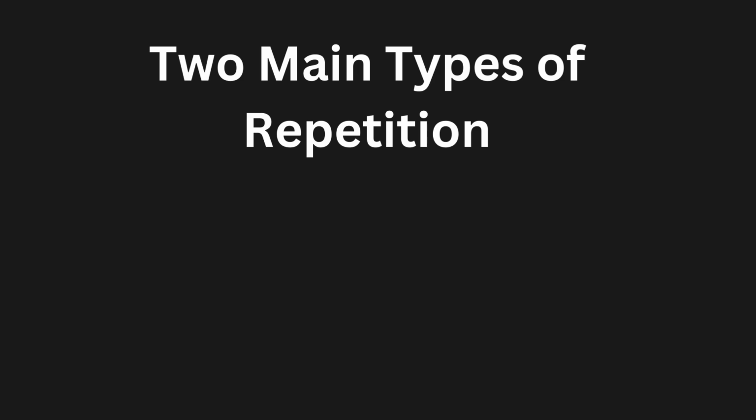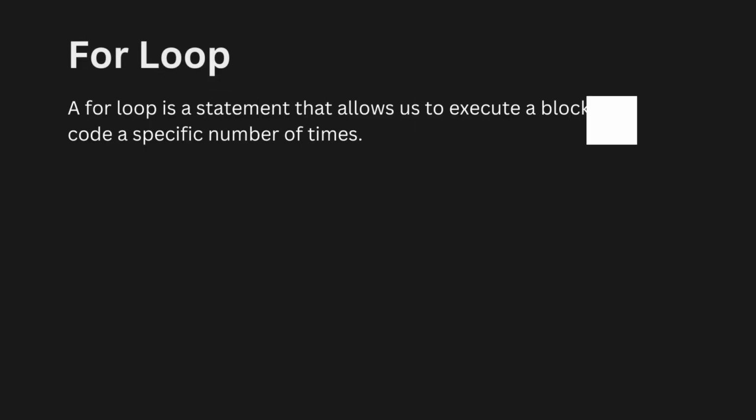In Java, we have two main types of repetition, for loops and while loops. Let's start with the for loop. A for loop is a statement that allows us to execute a block of code a specific number of times. The syntax for a for loop looks like this.